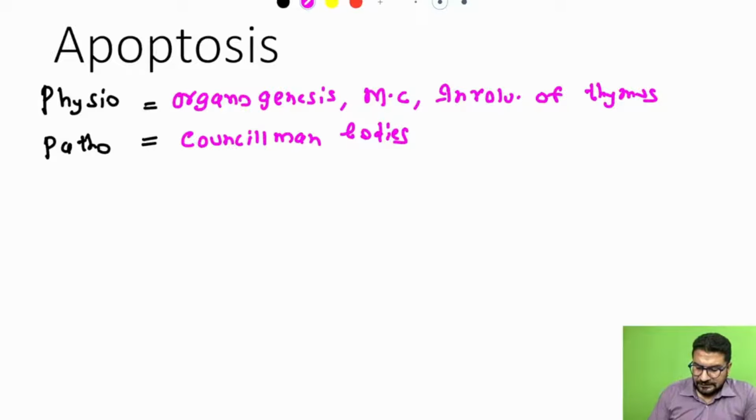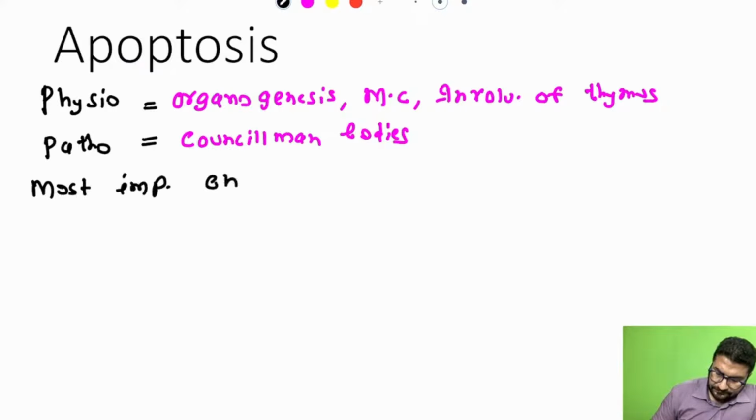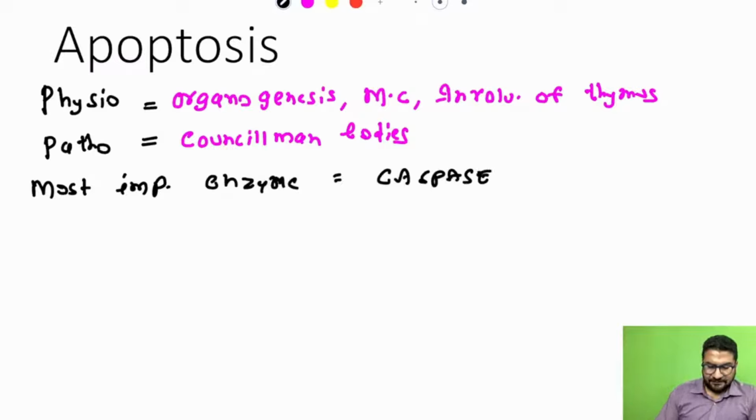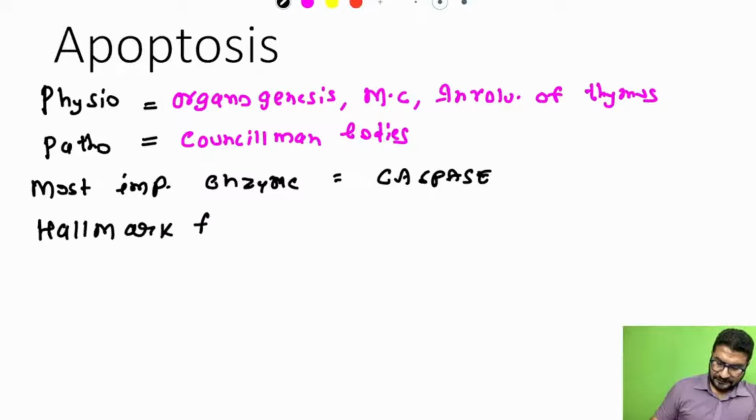Okay, now understand this thing. What else do they ask you? The most important enzyme in apoptosis will be caspase. Then try to understand, sometimes they ask different types of questions in exam. What is the hallmark feature of apoptosis? You can notice chromatin condensation.